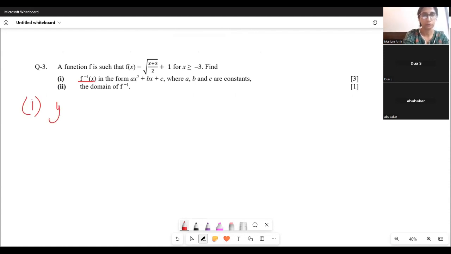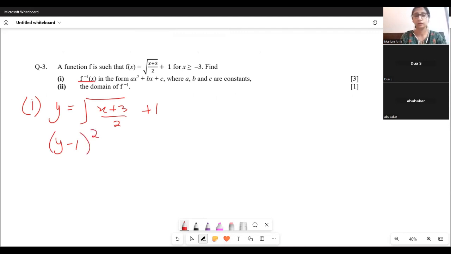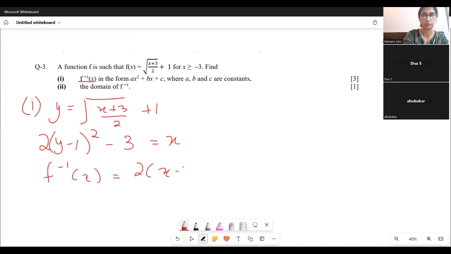y equals square root of (x plus 3) by 2, plus 1. 1 goes to the other side, y minus 1. The square root has to be cancelled, so you take square on both sides. Then 2 goes to the other side, I'm writing 2 over here. Then 3 goes to the other side, I'm writing minus 3 over here, equals x. So I've done a couple of steps together. So f inverse of x is going to be 2 bracket (x minus 1) whole square minus 3.